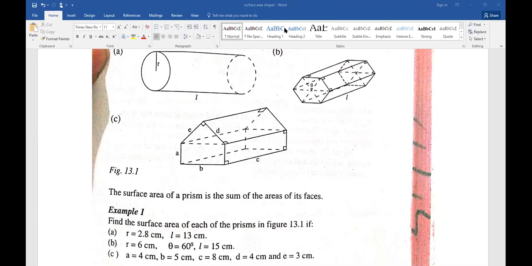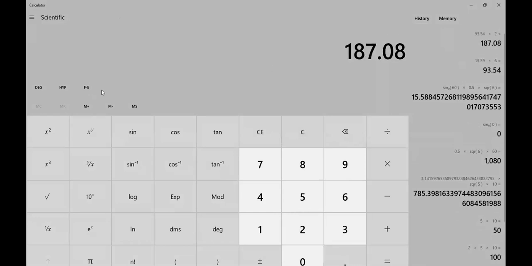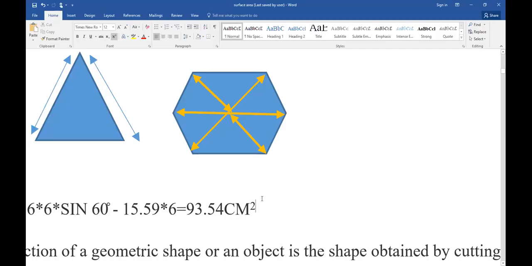So I come back to the calculator and multiply this one by 2. It gives me 187.08 centimeters squared. I'm hoping that I've already written the correct thing. 187.08.